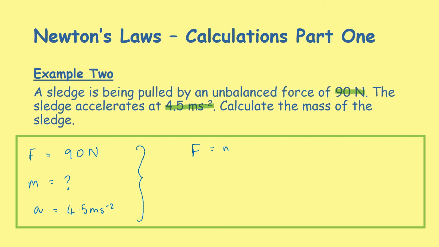Force equals mass times acceleration. We can pop our numbers in, so 90 equals m times 4.5, and now we need to rearrange this. This gives us mass equals 90 divided by 4.5. 90 divided by 4.5 is equal to 20, so that's our final answer. The mass is 20, and that's measured in kilograms. Remember, mass is always in kilograms.